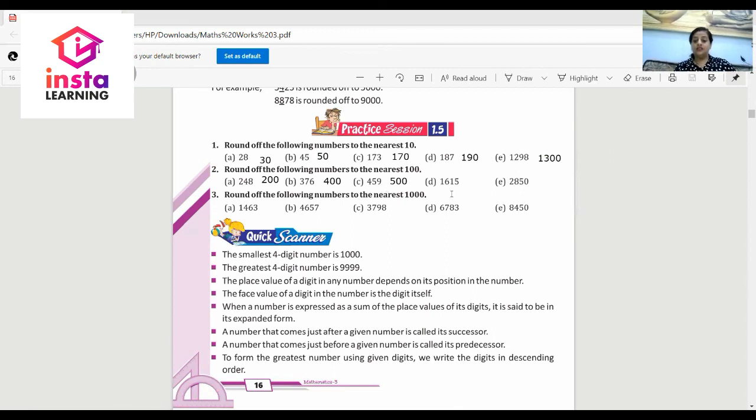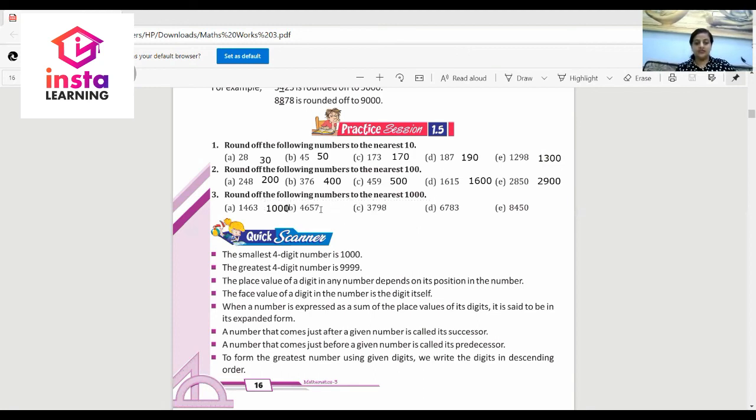Next is 1615. 1600 will be the answer because it is 15 at the tens place. 2850 will become 2900 because it is 850. Okay, 850 means 50 is there at the tens place. Now we are going to round off the following numbers to the nearest thousand. For thousand, we will see the 100 place. The 100 place is 4. So we are not going to add anything. We just put 1000.